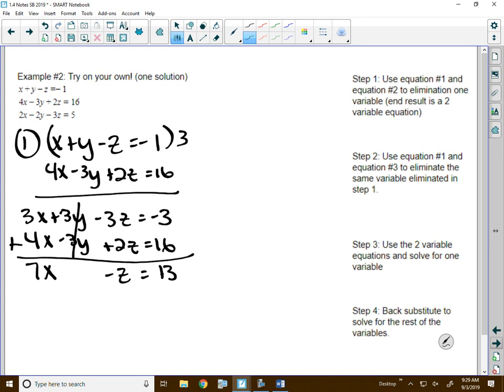I'm guessing some of you canceled out Y and some of you canceled out Z, just because those are the ones that had the opposite signs. So if you cancel out Y, here's what you should have. If you cancel out Z, here's what you should have. Okay, X. Raise your hand if you cancel out Y. Raise your hand if you cancel out Z.